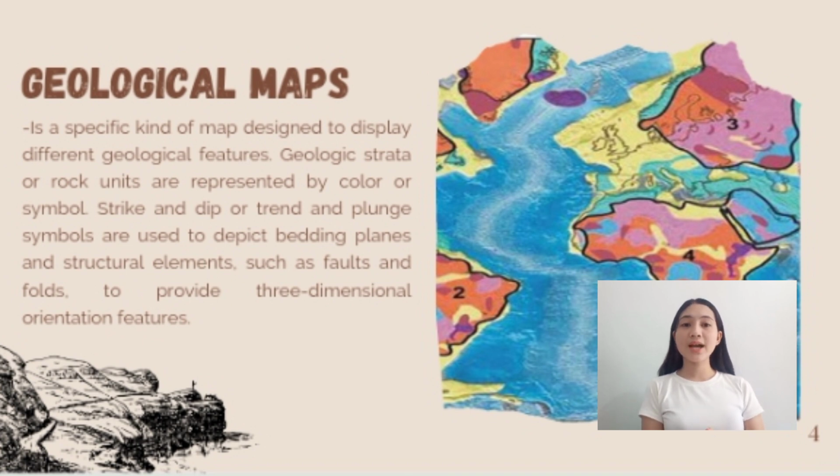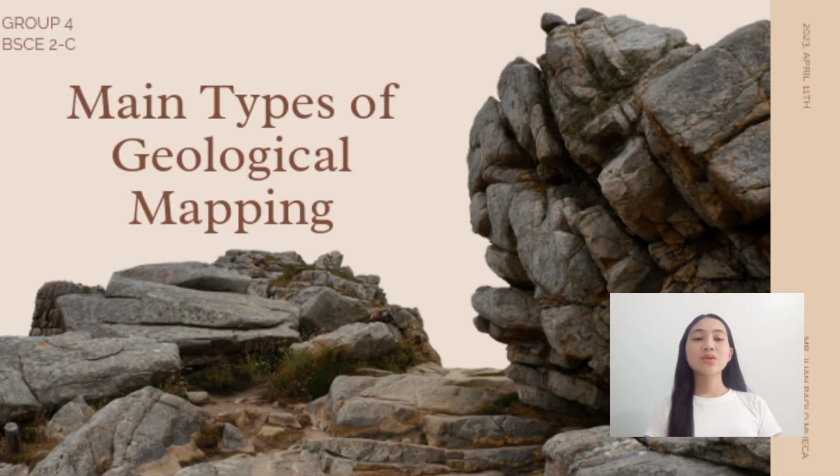And here are some facts about geological maps. The first geologic map was drawn by William Smith, and in 1801 he drew a rough sketch of what would become the first geologic map of most of Great Britain, and in 1815 he published it. So now, let's proceed to the main types of geological mapping.